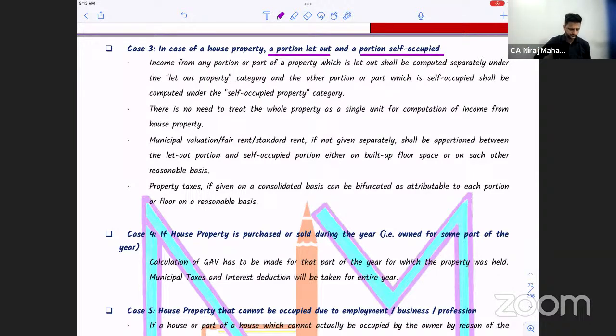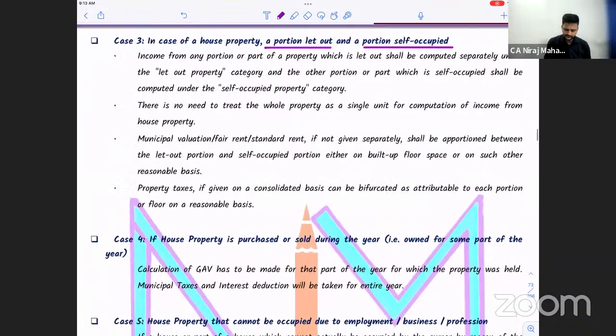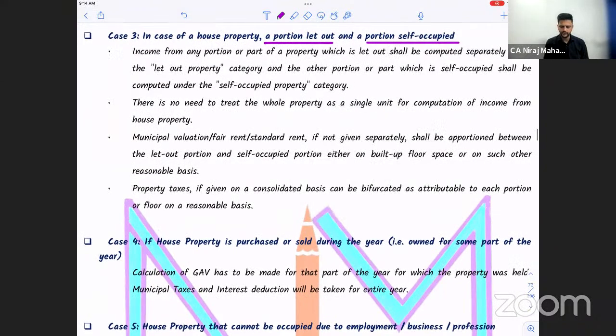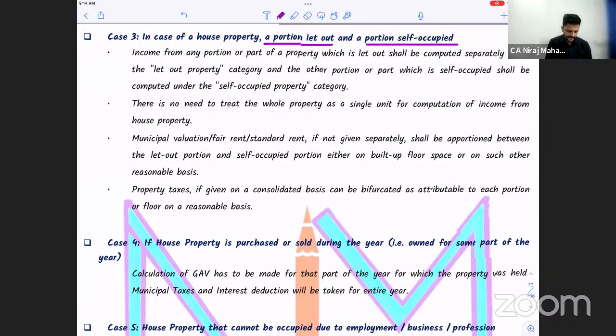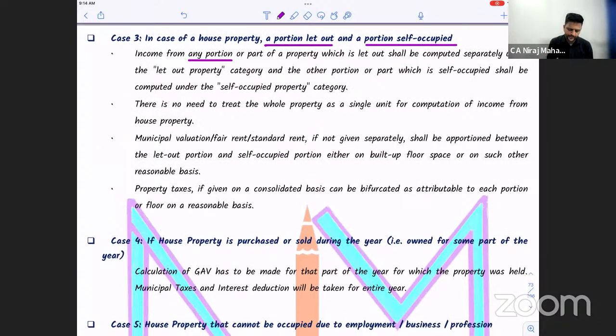In case of a house property, a portion is let out and a portion is self-occupied. Income from any portion or part of the property which is let out shall be computed separately under the let out property category, and the other portion or part which is SOP shall be computed under the SOP category.